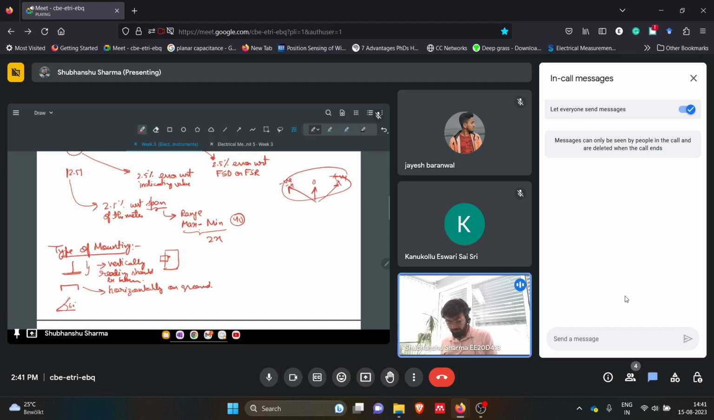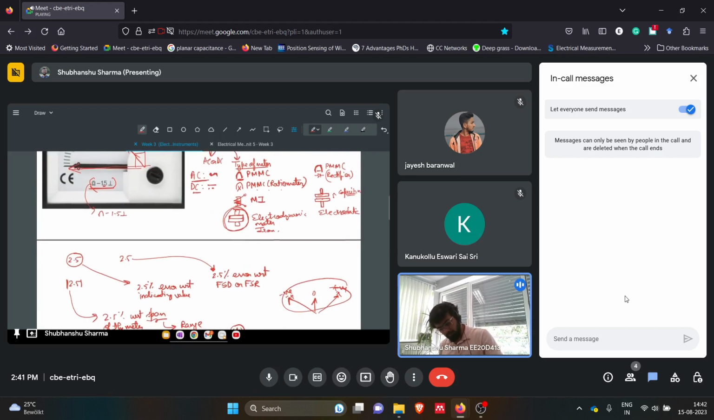And if this is the case, then the meter panel should be at an elevation of 60 degrees, or whatever angle is mentioned, so the meter should be kept at that particular angle. Okay, so this is one thing. If we are not doing it like that, we will have some error, mostly parallax error, but we can have other types of error also. So this is the type of mounting.